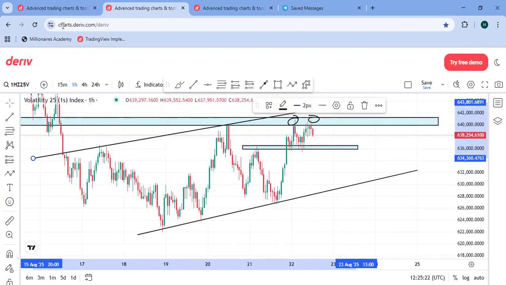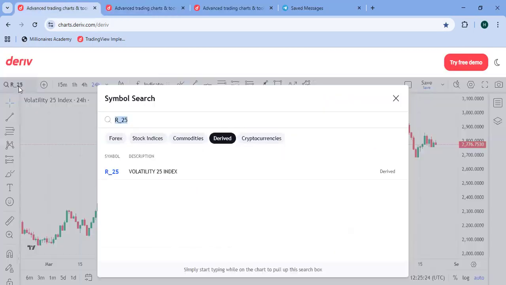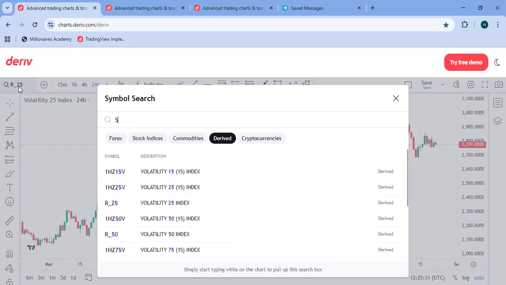There's a pair I saw a very nice opportunity on. Though the market kicked me out, I'm still waiting for another opportunity. Let me go to the Jump 50 Index.